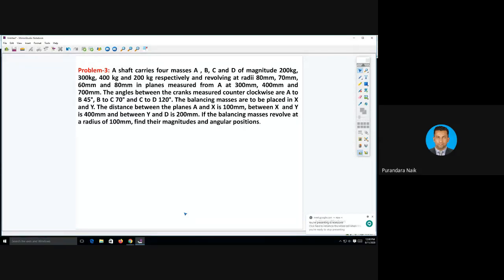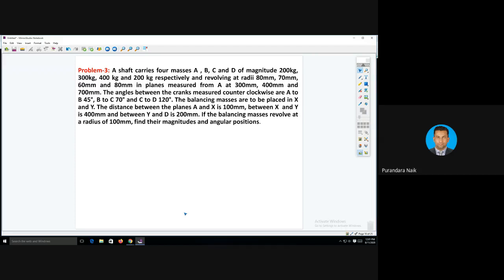Good morning. This is the third problem on balancing of rotating masses. We have a problem like this. A shaft carrying four masses A, B, C, and D of magnitude 200 kg, 300 kg, 400 kg, and 200 kg respectively, and revolving at radii 80 millimeter, 70 millimeter, 60 millimeter, and 80 millimeter in planes measured from A.